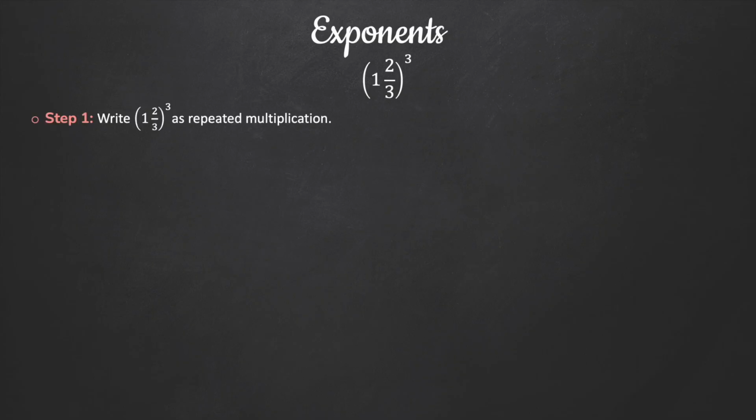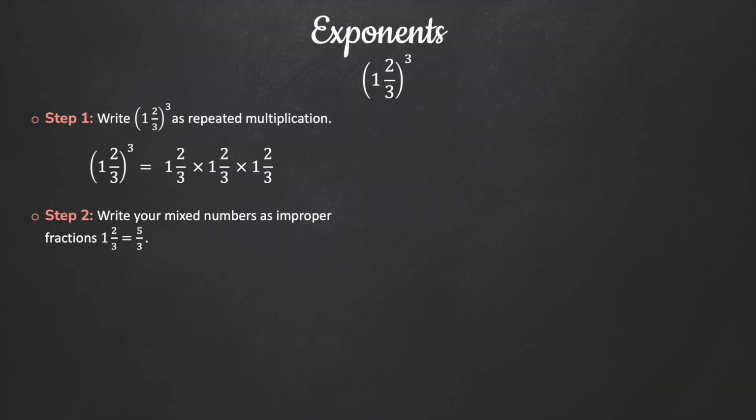The first thing we want to do to evaluate this expression is write 1 2/3 cubed as repeated multiplication. That means that 1 2/3 cubed is equal to 1 2/3 times 1 2/3 times 1 2/3. And the reason why we multiply 1 2/3 by itself 3 times is because our exponent is 3.